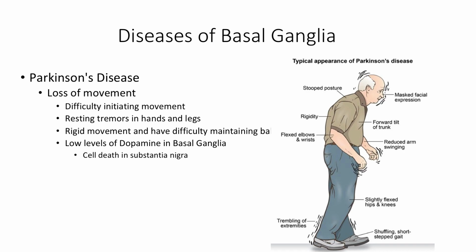Alongside those difficulties with initiating movement or muscular rigidity, patients may also display rhythmic tremors, for example, of their hands or of their legs. So whenever they want their legs or hands to be still, they might be showing a little tremor or actually a big tremor in those limbs.